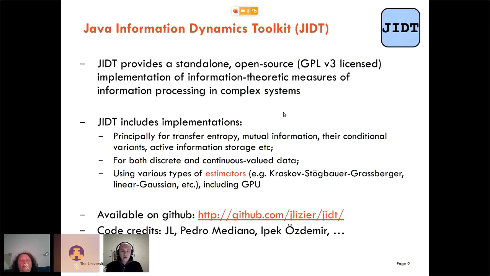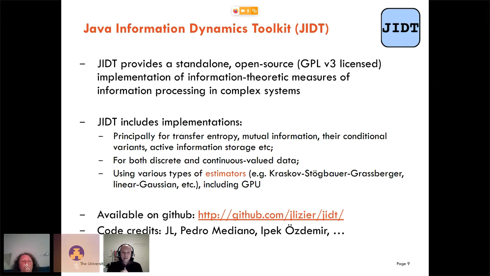So let me give you a quick overview of JIDT. As I say, it's a fundamental information theoretic engine. It provides a standalone implementation of different information theoretic measures for information processing in complex systems. Primarily, it provides implementations for the transfer entropy, the mutual information, and their conditional variants.